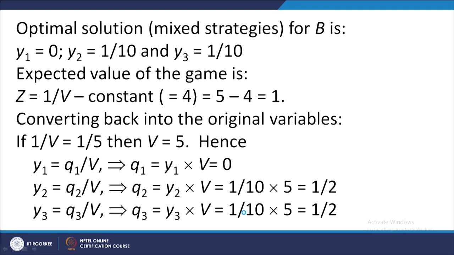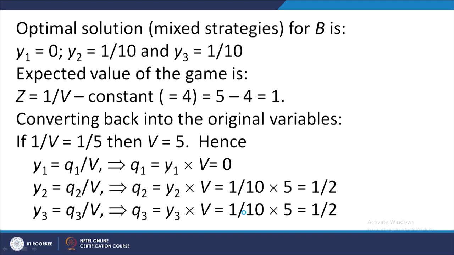So we find that the optimum solution for player B is Y1 equal to 0, Y2 equal to 1 by 10, Y3 equal to 1 by 10, and the expected value of the game, or rather the objective function, is equal to 1 upon V minus the constant which we had used to make all the elements positive. We had added this constant 4 to all the elements of the payoff matrix. So we get the value of Z equal to 5 minus 4, which is equal to 1.